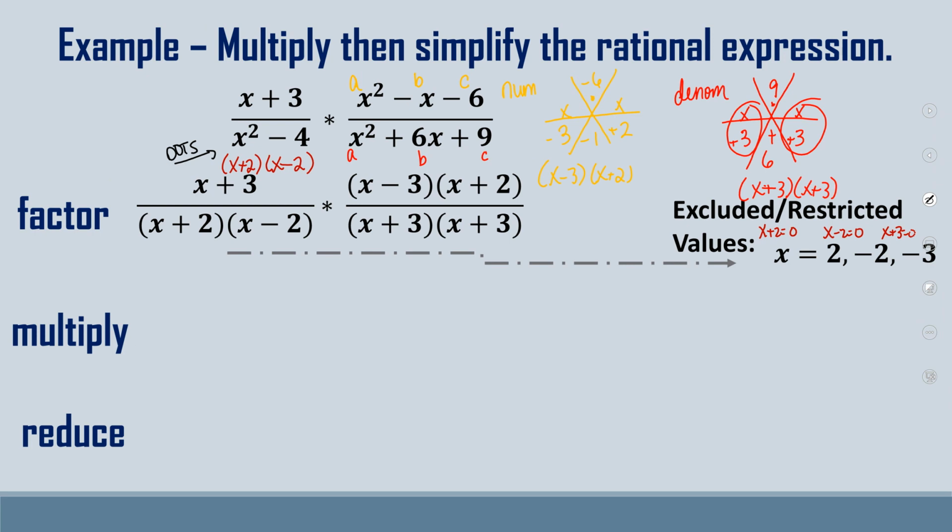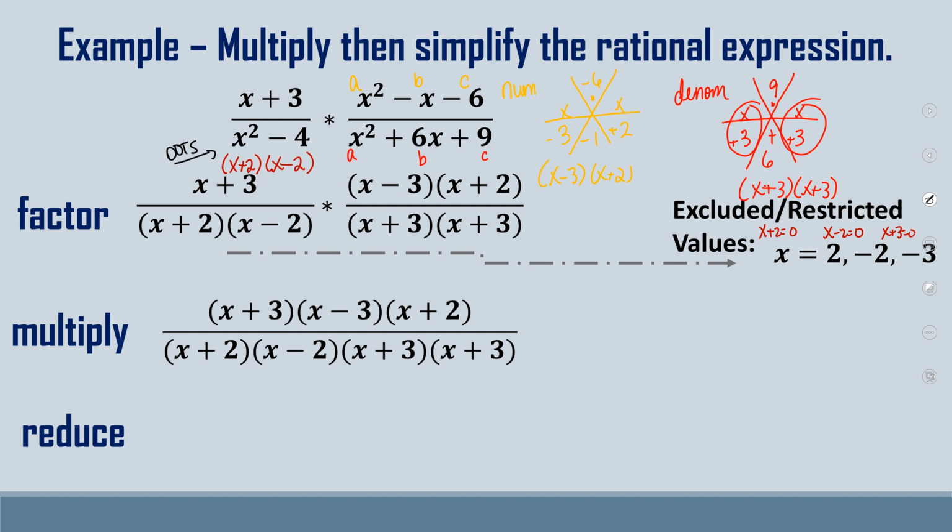Now we're going to multiply. Now I'm going to make it a big mess, and then we'll reduce common factors. All of the terms in both numerators get multiplied together. All of the terms in the denominators get multiplied together. Again, I didn't distribute, I just wrote them all together with their parentheses showing multiplication. Now let's reduce common factors.